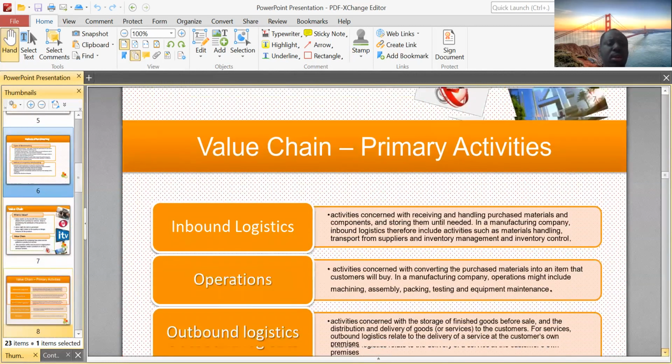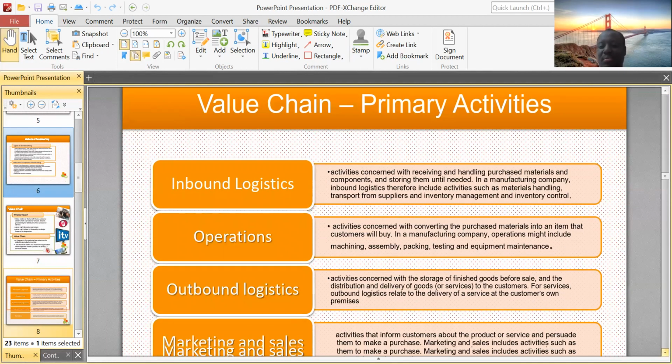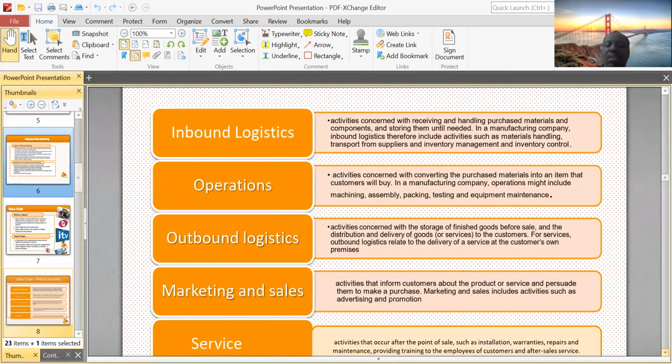Now, let's zone into the value chain in terms of primary activities and support activities. Now we are diving into the model here. Very, very key. So when we talk about the value chain, the primary activities have 5 components: inbound logistics, operations, outbound logistics, marketing and sales, and service. And I'll break this down simply so that you can catch it easily.